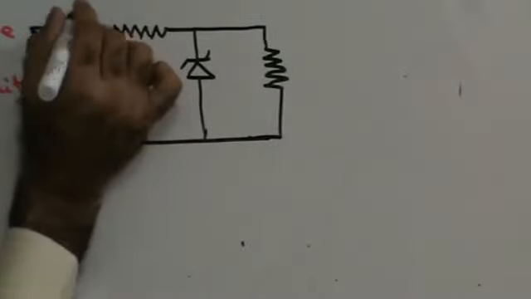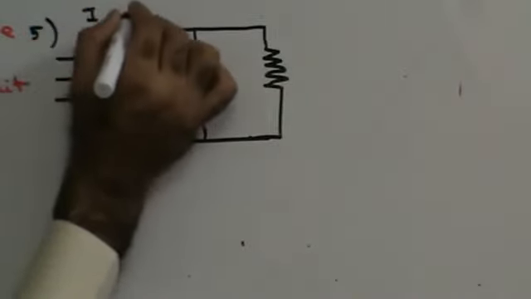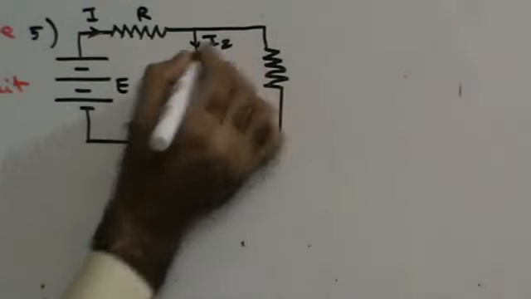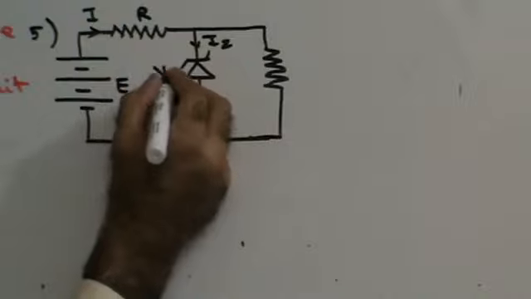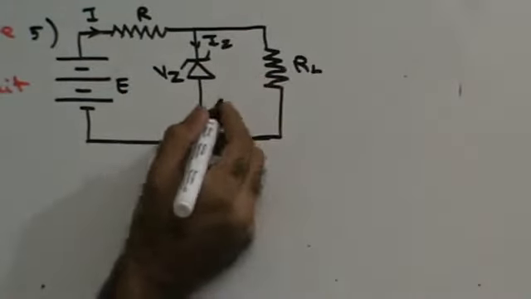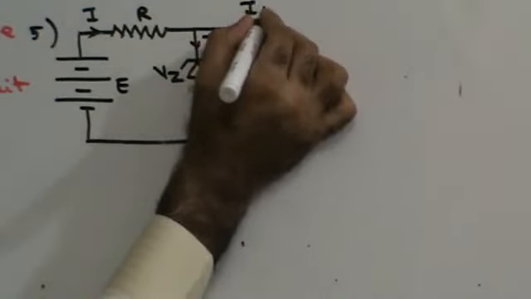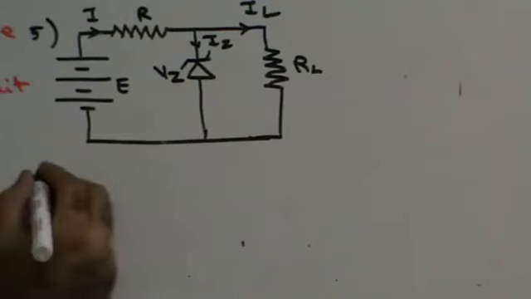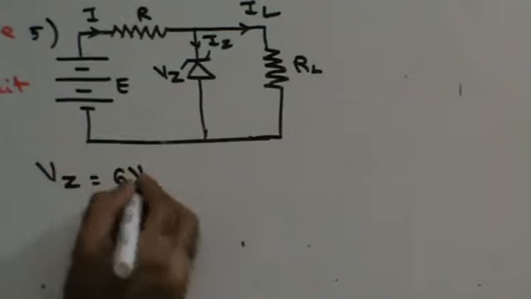EMF E, current I, resistance R, Zener current IZ, Zener voltage VZ, load resistance RL, load current IL. Okay. Now let's see what all they have given you. They've given you that the Zener voltage is 6 volts.